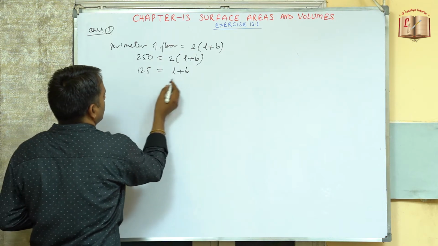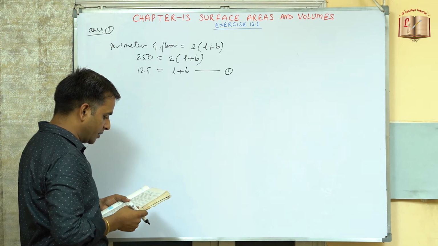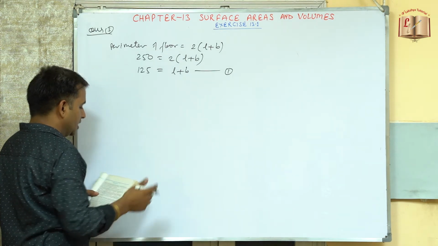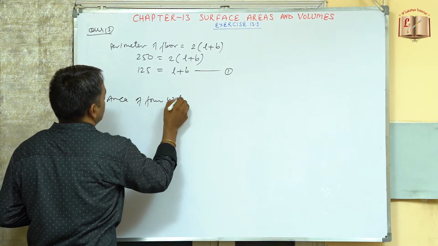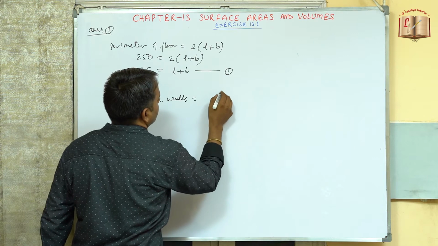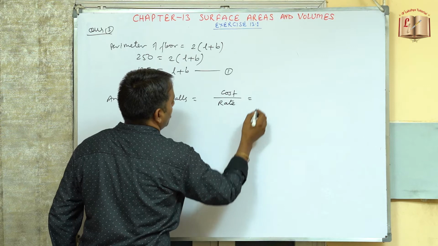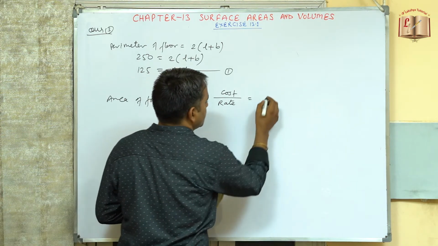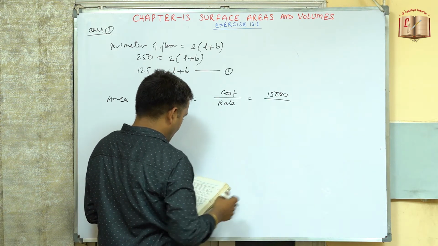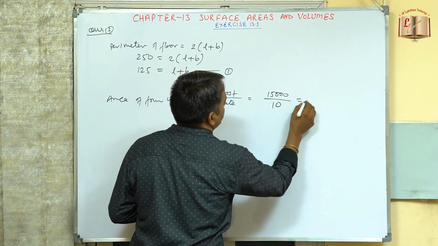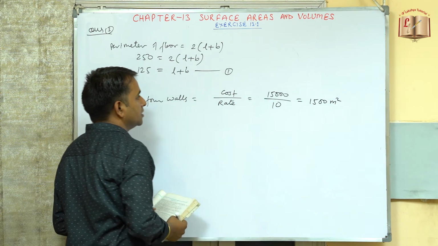So this is now given to us. We can take it as the first one, and it is given that the cost of painting the 4 walls is rupees 15,000. So now we can find out the area of 4 walls. Area of 4 walls will be equal to the cost divided by the rate. The cost is rupees 15,000 and the rate is 10 rupees per meter square. So the area is 1500 meter square.